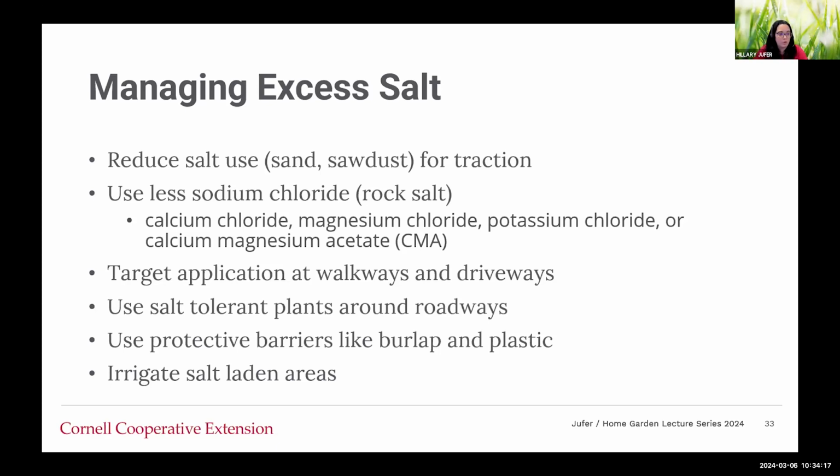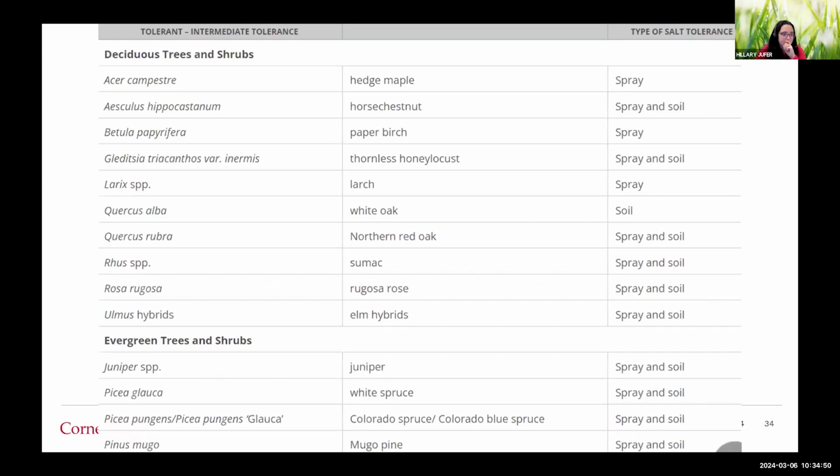You want to use salt tolerant plants around roadways. You want to use preventative barriers like we saw with the burlap around that driveway. If you know you have some sensitive areas, you can try to prevent it. And if you find out as spring comes on that you have an area with a lot of salt in it, you just want to irrigate it and help get that salt through the soil profile. So just constant irrigation will help with that. Like I said, you want to put in salt tolerant plants if it's an area of concern.